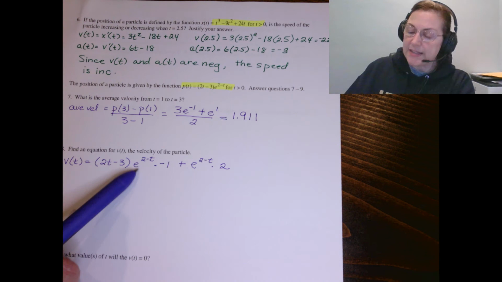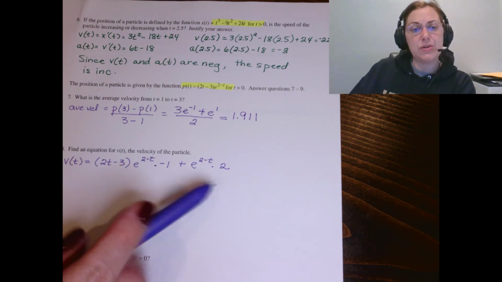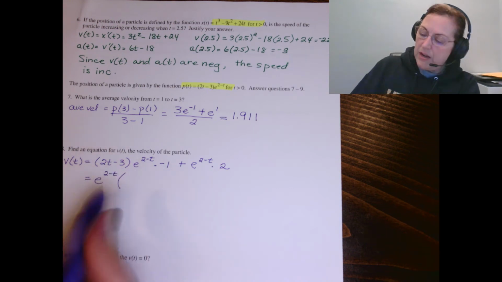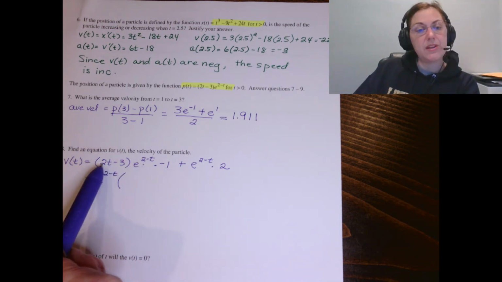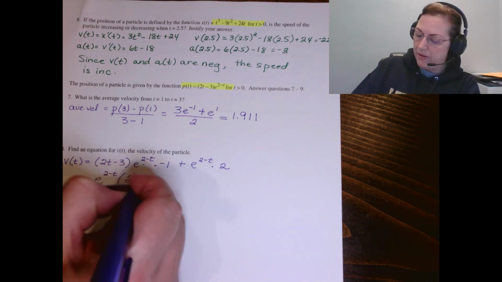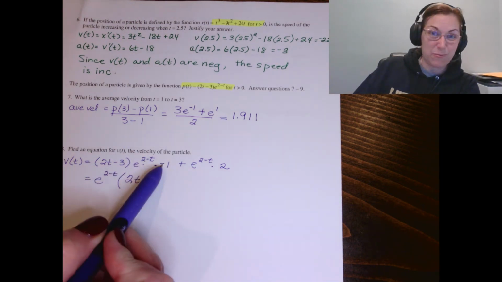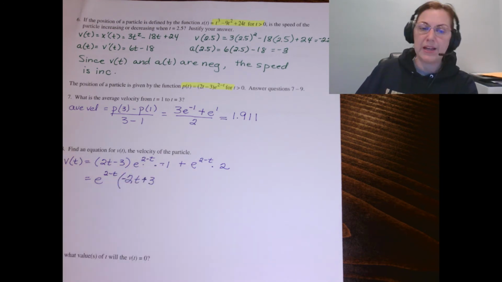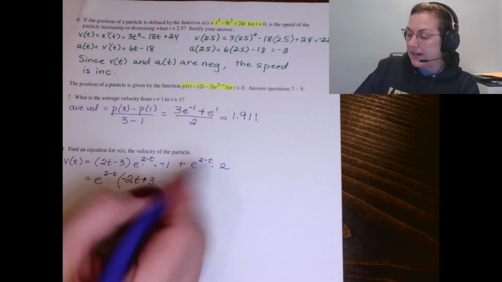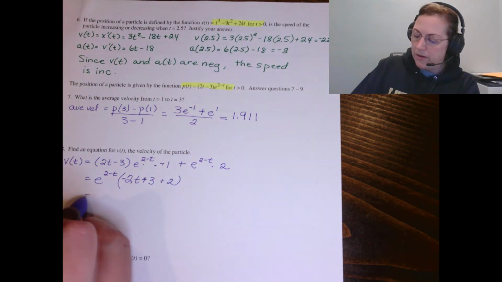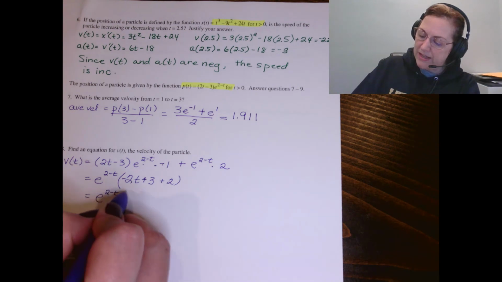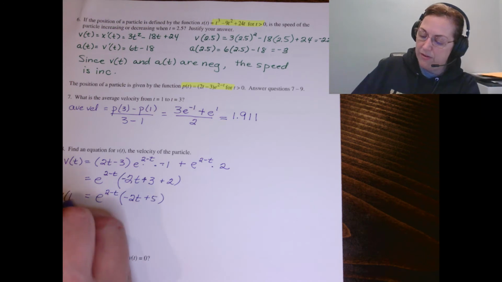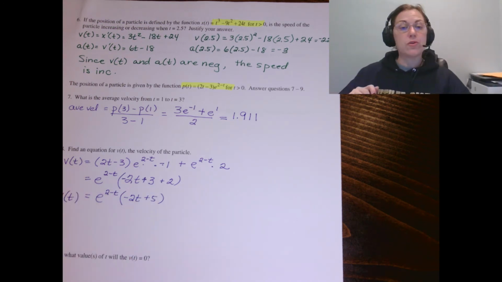Well, friends, I see that they have an e to the 2 minus t. So let's go ahead and pull that out. If I pull it out of here, then I'm left with 2t minus 3. Except I've got a -1 to worry about. So let's make that a -2t plus 3. And then if I pull it out of here, I've got a 2. So that gives me e to the 2 minus t times -2t plus 5. There's my equation for the velocity.